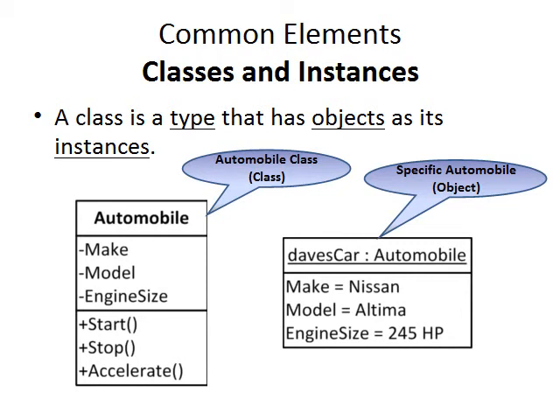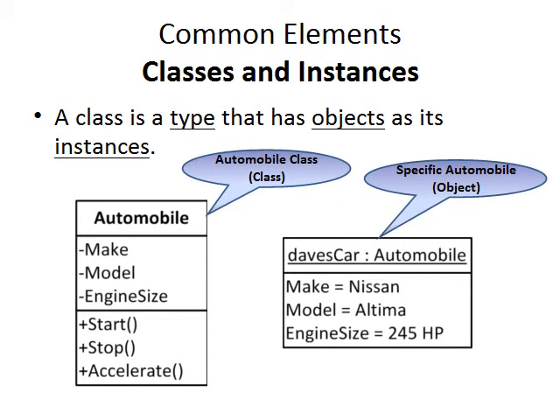What's the relationship between a class and an instance? If you recall earlier, I was talking about the different types of elements. For a classifier, you would instantiate a classifier. So a class is instantiated into what's called an object. So in this case, an automobile class is instantiated to create Dave's car, which is an automobile.